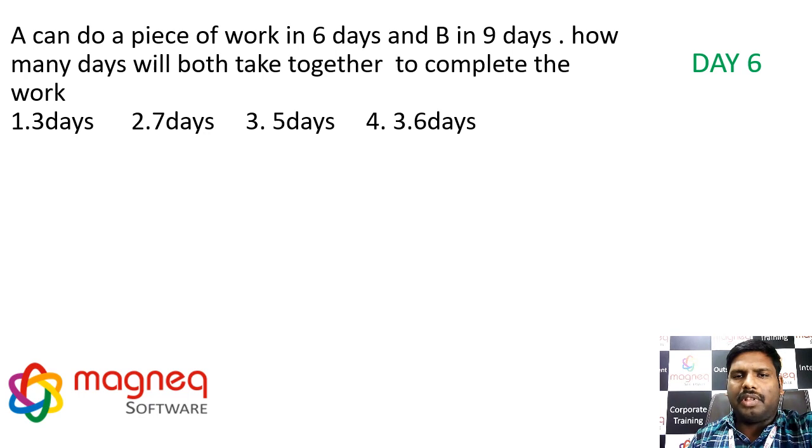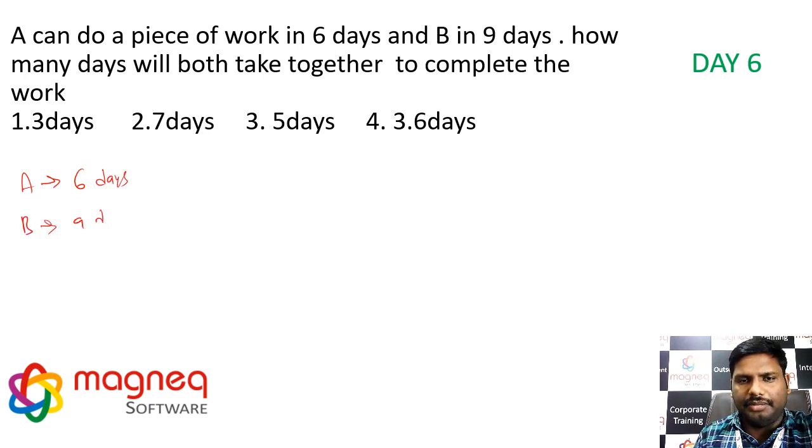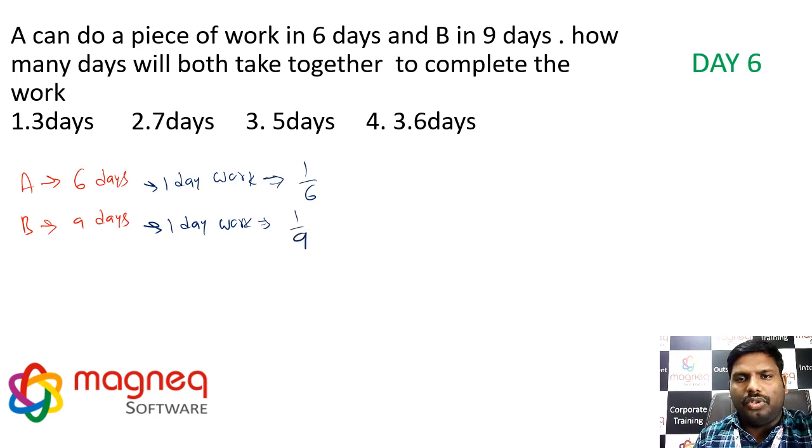A can do a piece of work in 6 days and B in 9 days. How many days will both take together to complete the work? So A can complete it in 6 days, B can complete it in 9 days. Then one day work of A is 1 by 6, and one day work of B is 1 by 9. So working together, A plus B, 1 by 6 plus 1 by 9.